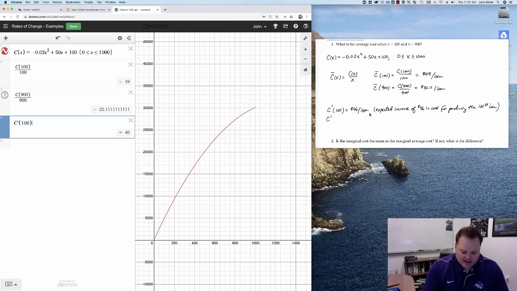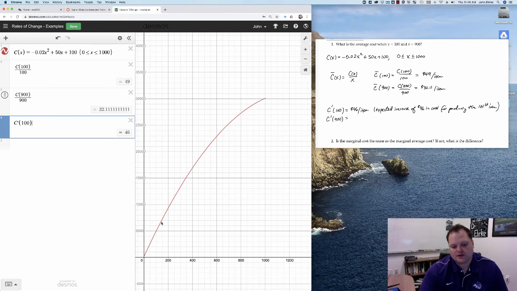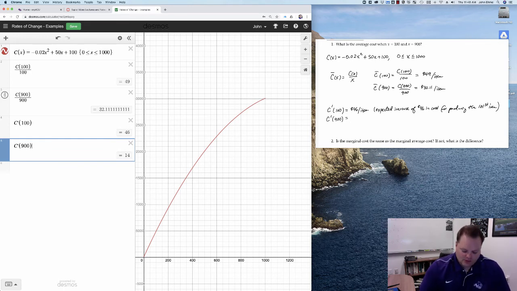And if I look at it at 900, what we would expect to see is to have a smaller number because my average cost is less at 900, so I would expect the average increase. So I'd expect the increase at 900 units produced to be less than the increase at 100, and the slopes bear that out. If you look here at the slope at 100, it's steeper than the slope at 900, so it flattens off. But I can look at the marginal cost at 900, and that's only $14 per item.